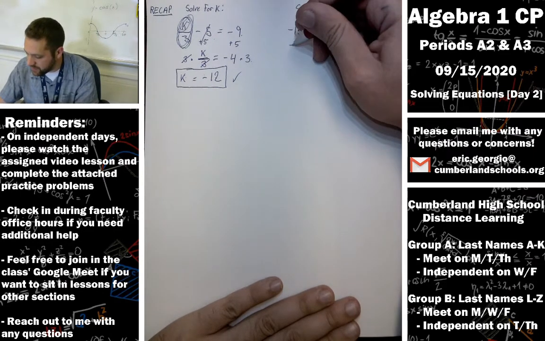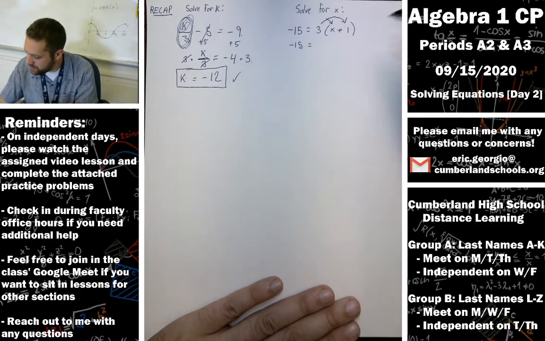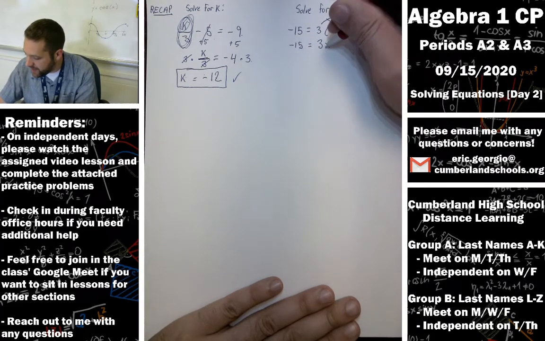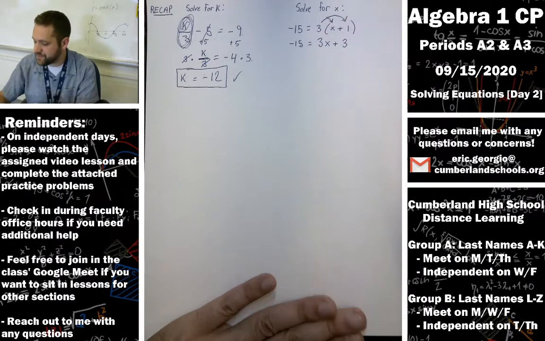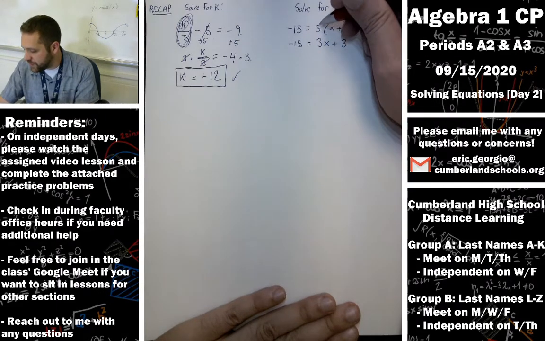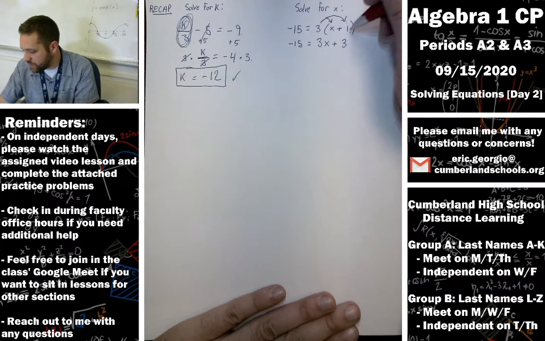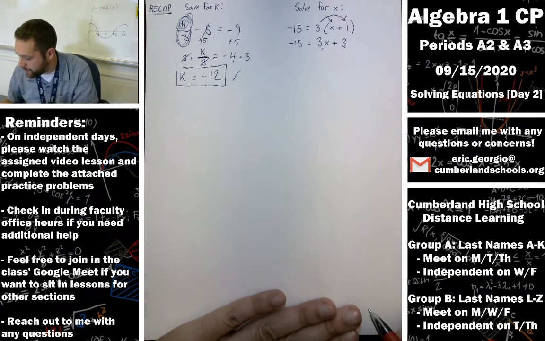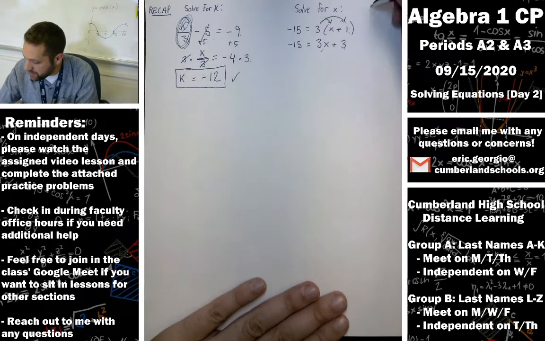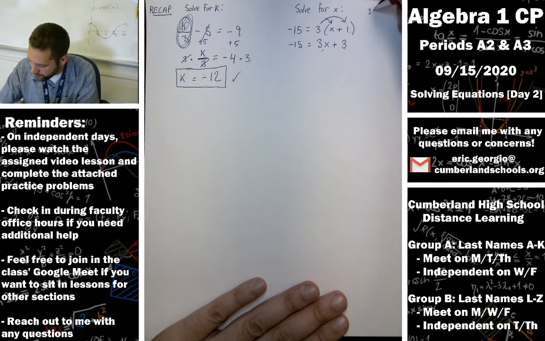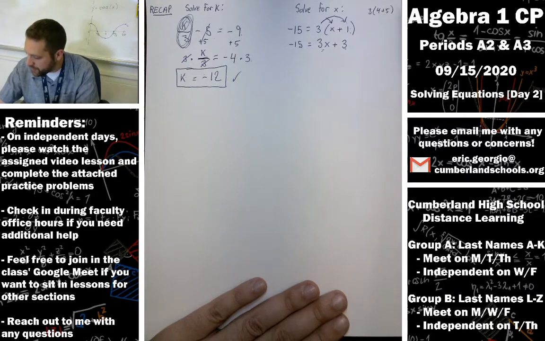You can say that this is equivalent to negative 15 is equal to 3x, 3 times x, and 3 times 1, so plus 3. Okay? You do 3 times x here and 3 times 1 here, and this comes out to be the same thing. If you don't believe me, check the distributive property with normal numbers. If I did 3 times 4 plus 5, you could do 4 plus 5 first and get 9. 9 times 3 is 27. Or you could do 3 times 4 is 12.